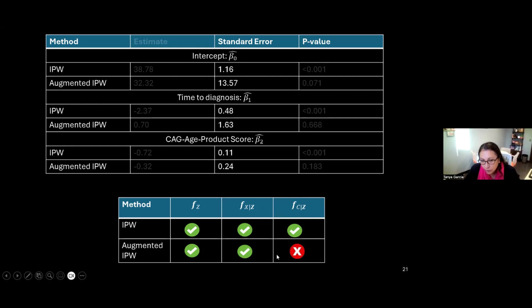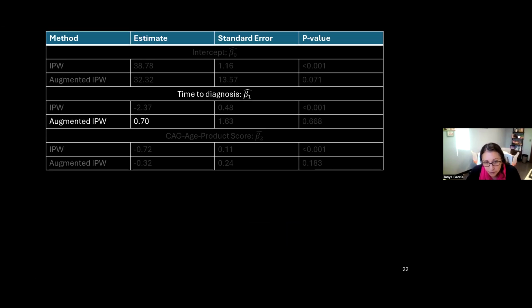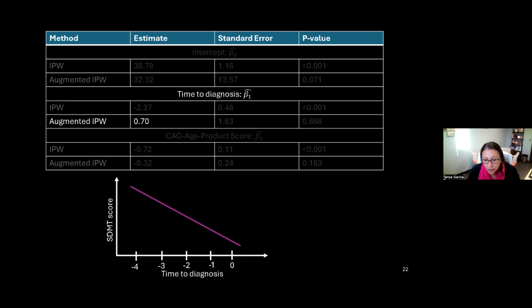And we don't think we modeled this correctly because of, first of all, this weird result with the efficiency, but also because of the following results. So other scientists have shown that cognition declines as you get closer to a diagnosis.